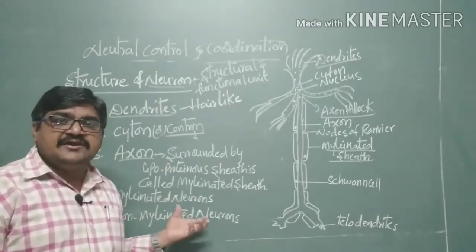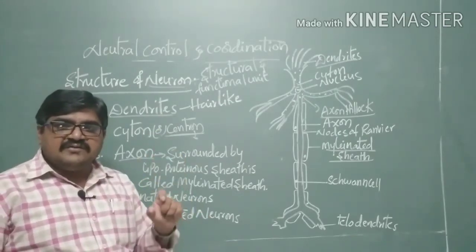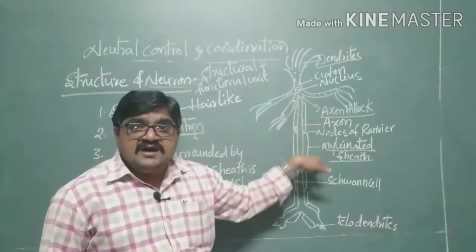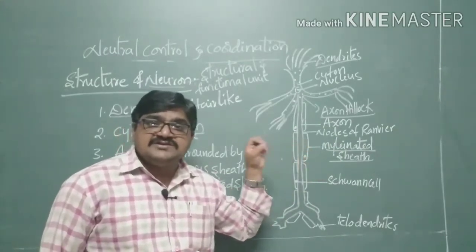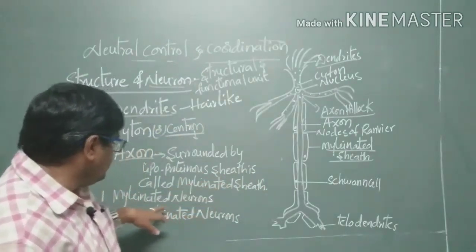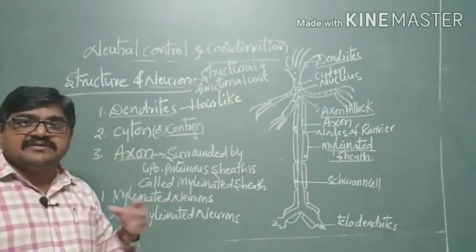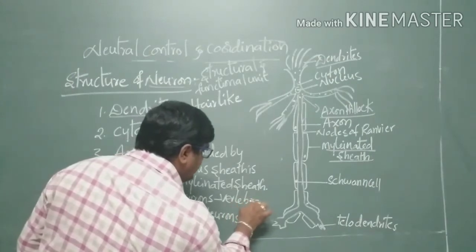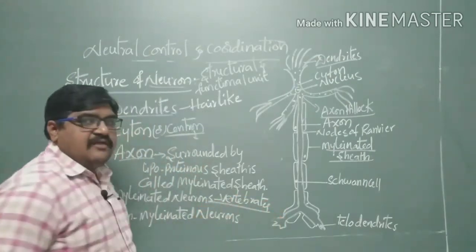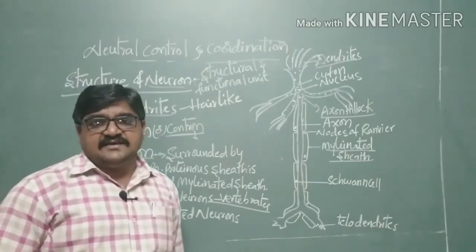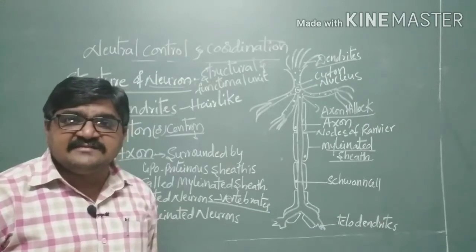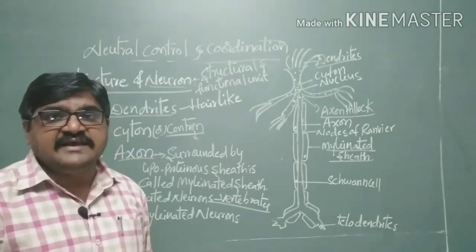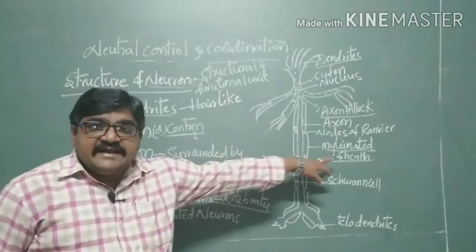If the axon of a neuron is surrounded by a myelinated sheath, a lipoproteinaceous sheath, then we call it a myelinated neuron. These myelinated neurons are present in all vertebrates. They are helpful for quick information passing. Within a fraction of a second, information passes from one neuron to another, due to the presence of the myelinated sheath.